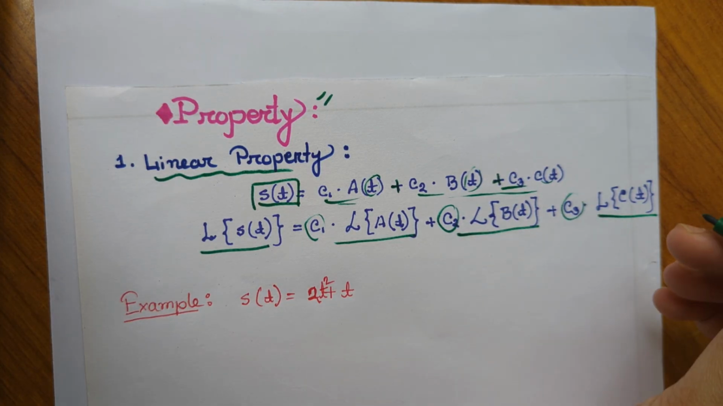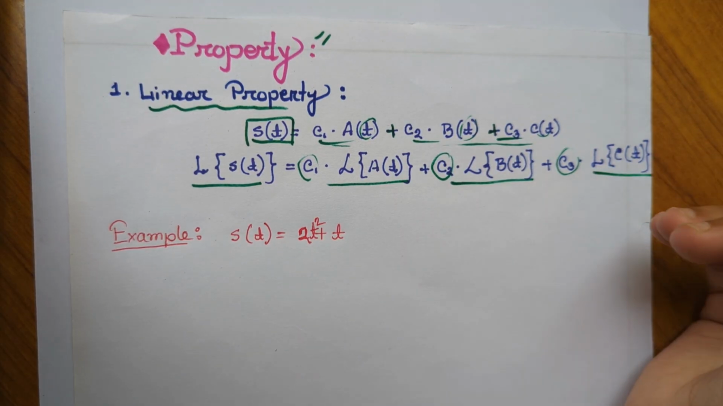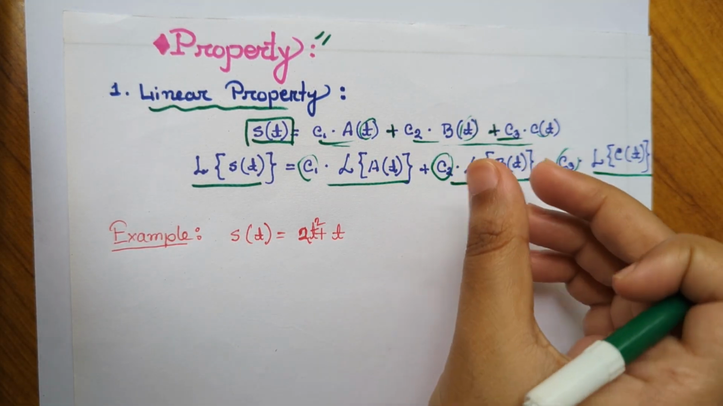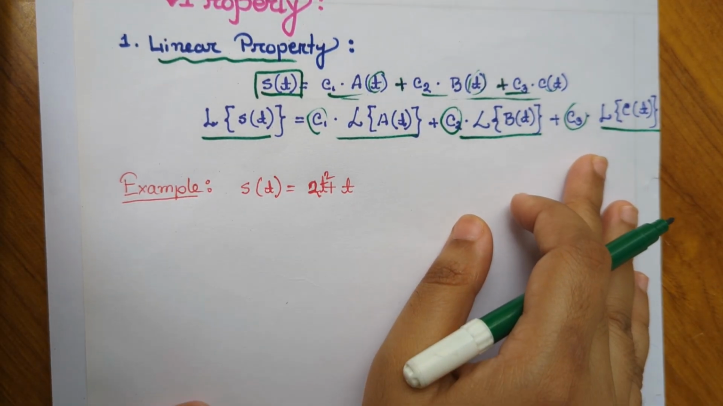We know that an arbitrary constant will not change. So it is very easy. We already know how to convert a function into its Laplace transform. We will just add the Laplace transform of every function separately. Now let's see an example.